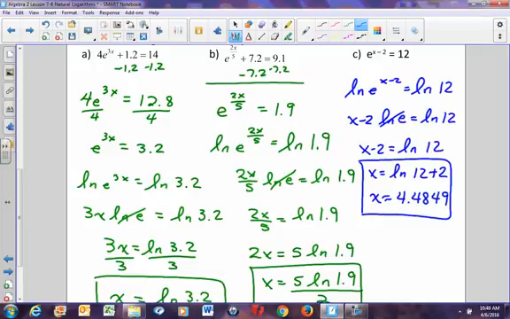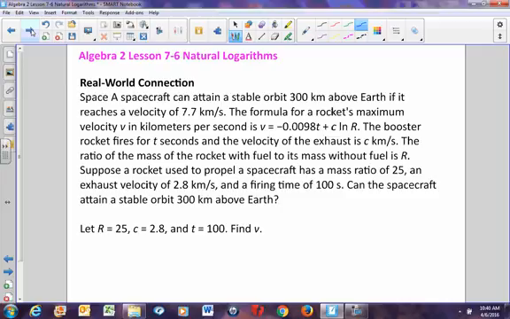All right, the last thing we're going to talk about here is the real-world connection. A spacecraft can attain a stable orbit 300 kilometers above the Earth if it reaches a velocity of 7.7 kilometers per second. The formula for a rocket's maximum velocity, v, in kilometers per second is v equals negative 0.0098t plus c natural log of r. The booster rocket fires for t seconds and the velocity of the exhaust is c kilometers per second. The ratio of the mass of the rocket with fuel to its mass without fuel is r. Suppose a rocket used to propel a spacecraft has a mass ratio of 25, an exhaust velocity of 2.8 kilometers per second, and a firing time of 100 seconds. Can the spacecraft attain a stable orbit 300 kilometers above the Earth?